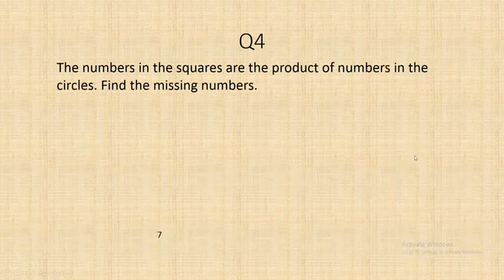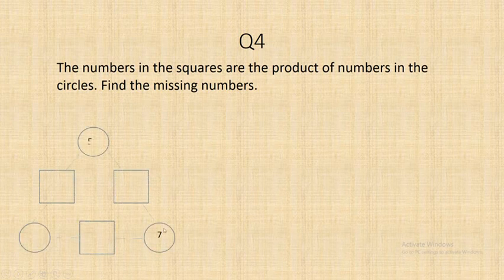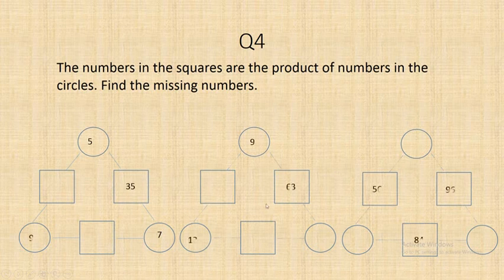Okay, let's go to the final question, question number 5. The numbers in the squares are the product of the numbers in the circles. So find the missing numbers. So here I have this one, and this one. I need you guys to pause the video just for 2 minutes to solve this question and get back to me.